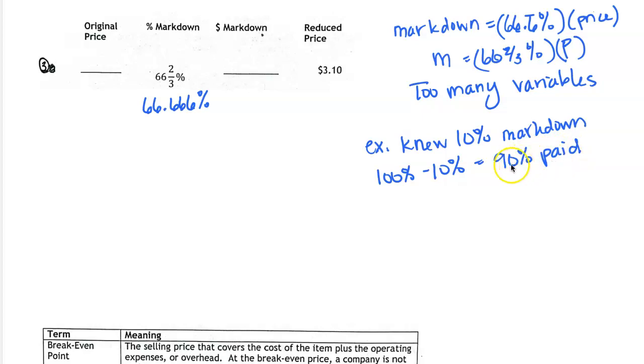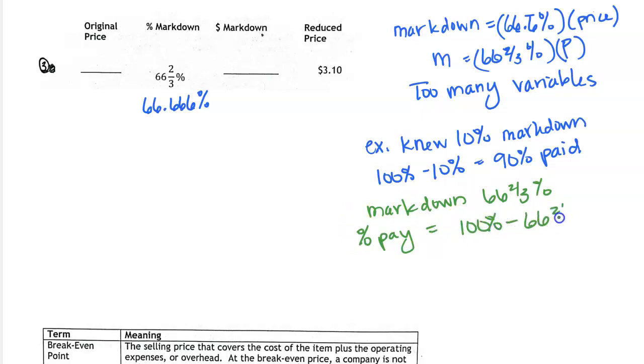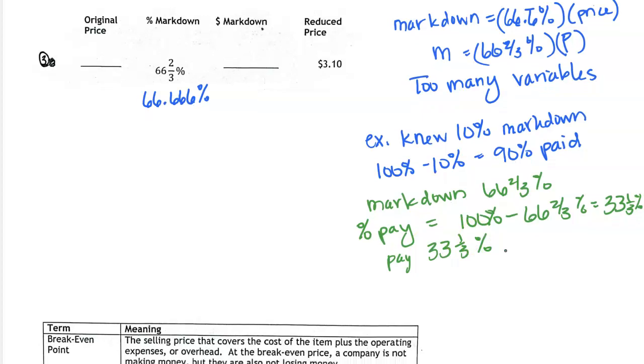So I'm going to talk this way. Well, if our markdown is 66 2/3% for this equation, then the percent that we pay is 100% minus the 66 2/3%, which ends up being 33 1/3% that we pay. And then we can use that to make an equation. So we pay, our sale price is 33 1/3% of the original price.